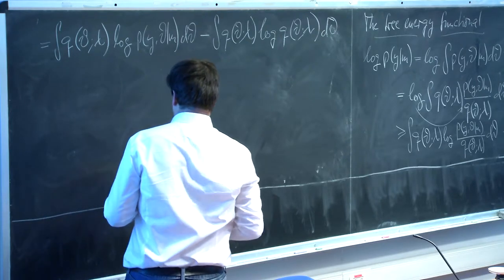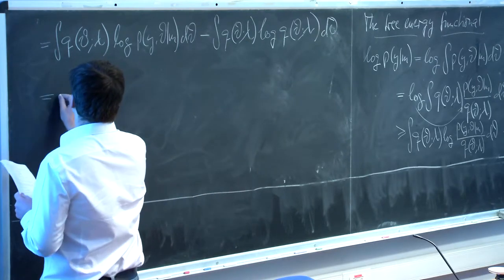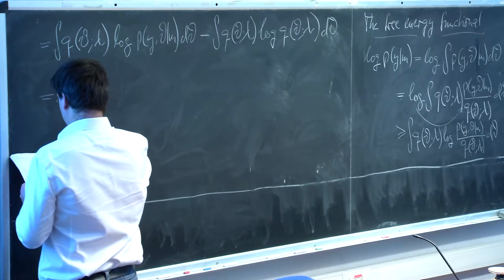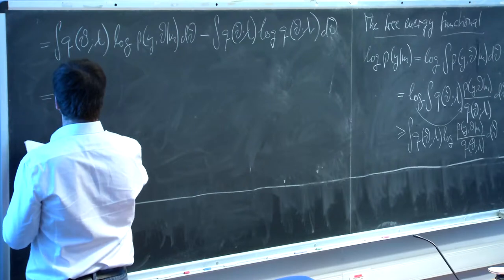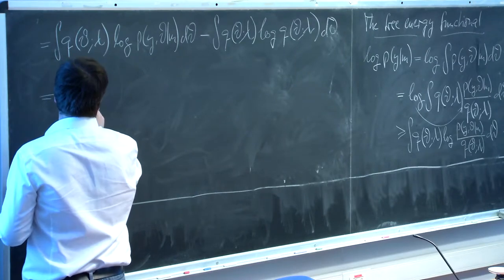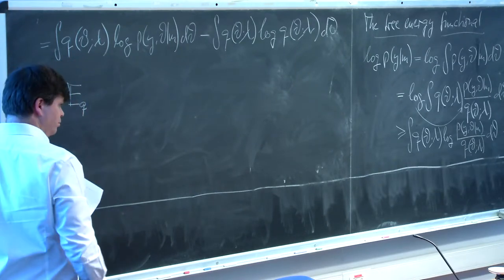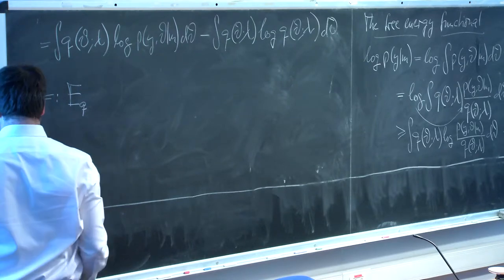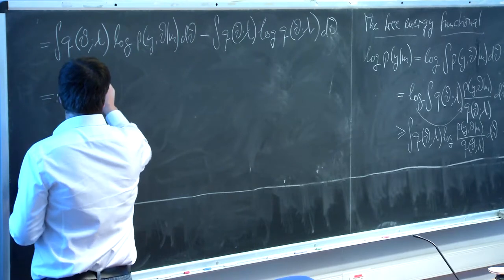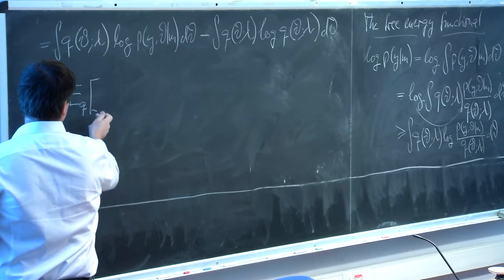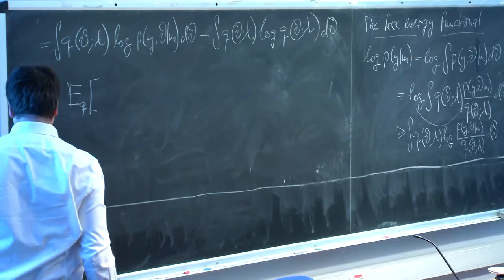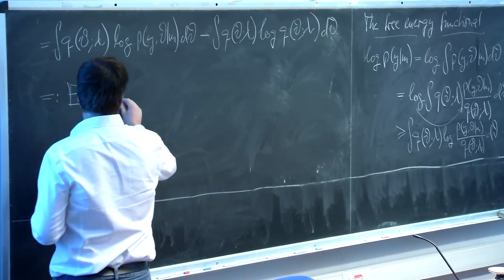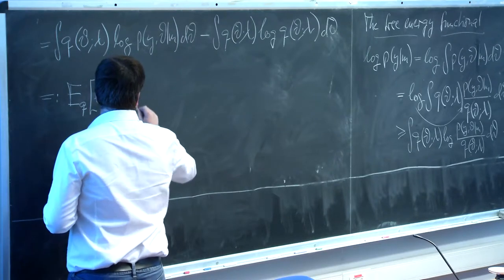And this is how the internal energy is defined, because this is the expectation under Q. That's what this notation means. There's the expectation under Q. And this is, again, a functional, and I'm going to write functionals with square brackets, of the log joint.